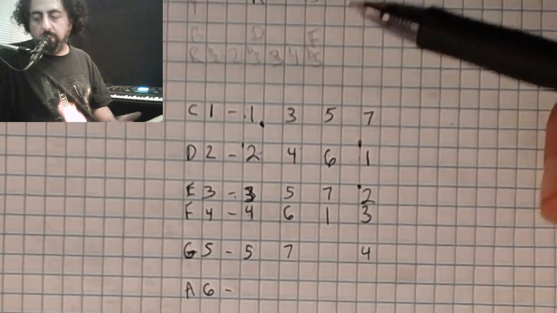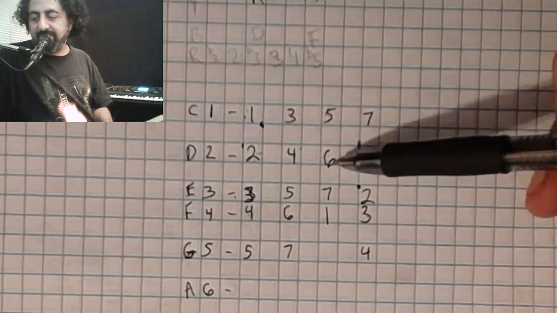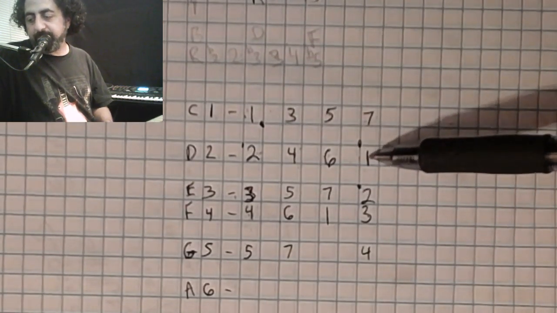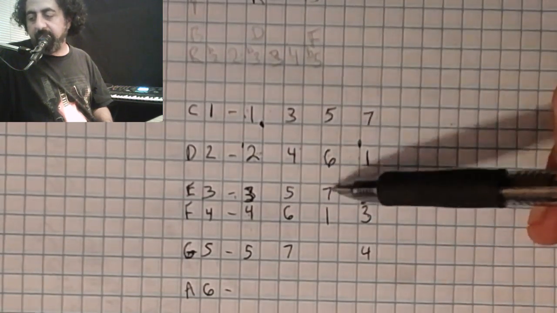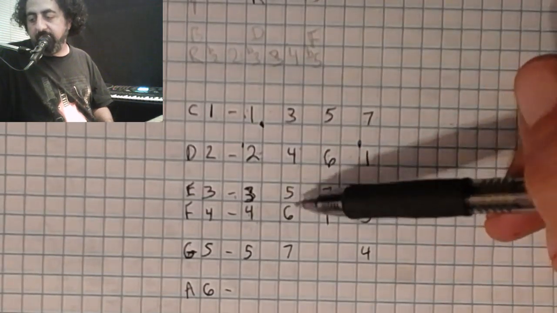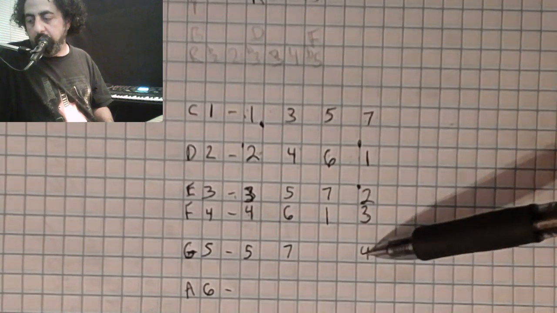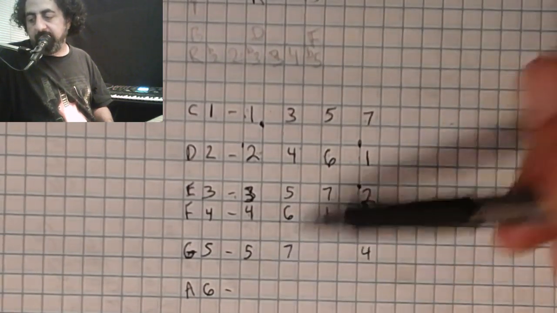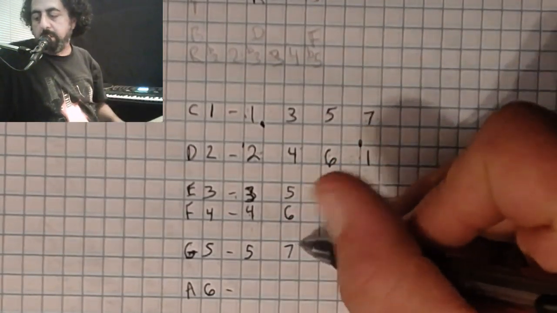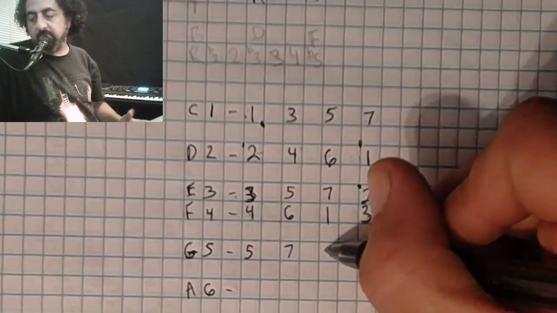What is there? 1, 2, 3, 4, 5, 6, 7. So 1, 3, 5, 7. There's 1, 2, 3, 4, 5, 6, 7. Anyways, so 5, 7, 1, right? No, 1 is after the 7, so that would be 2.